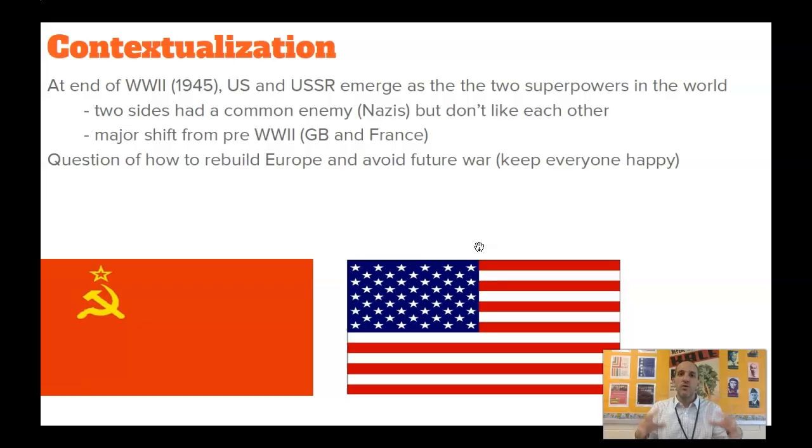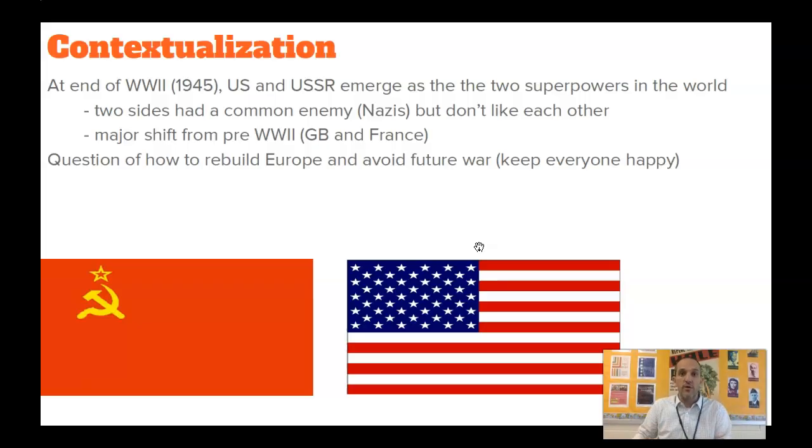So the U.S. and the Soviet Union are going to emerge as superpowers after World War II. And even though they were on the same side in World War II, they don't like each other. This shift of the U.S. and the Soviet Union becoming superpowers is a huge difference from pre-World War II, where really Britain and France were the center of power in the world after World War I. And now France and Britain are on the decline as a result of fighting in World War II, and the U.S. and the Soviet Union emerge as the two powers.